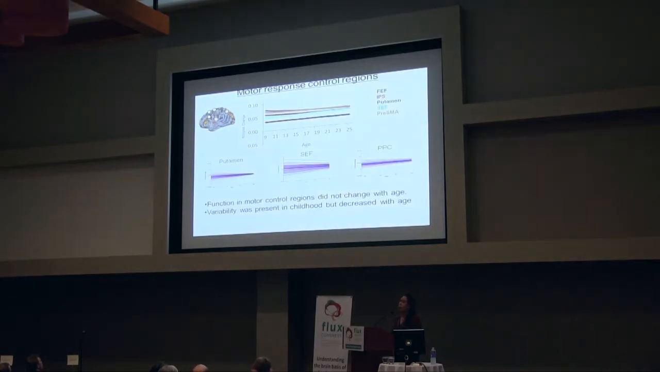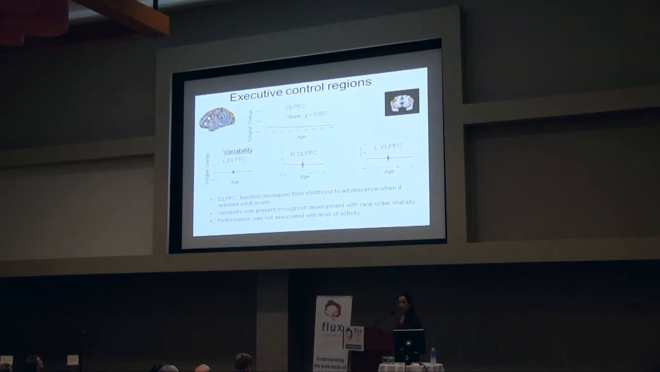When we looked at the bold response, we found that when we looked at the motor control regions, so regions like the FEF and putamen and so forth, there were no age-related effects, except when we looked at variability, where we found that initially there's a lot of variability, but with maturation, there is less and less variability of the motor control regions.